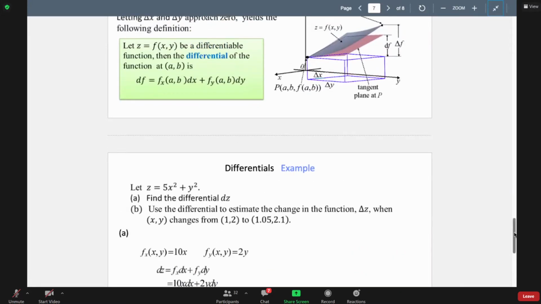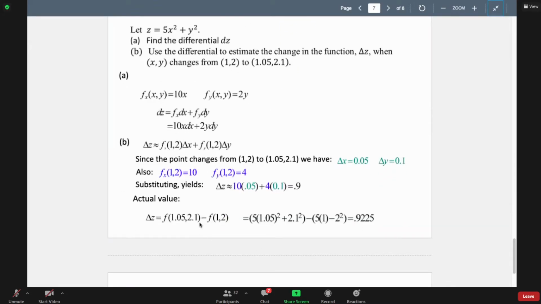And then you can compare this with the exact actual value. So delta z is approximated by 0.9, but now the actual value: f at this point minus f at this point. If you substitute, of course, that's an easy function, and do your computations, you will see that it's 0.9225. Again, this and this are not the same, but the difference is more or less 0.02, so 2 times 10 to the power minus 2 is the difference between the true value and the approximation.